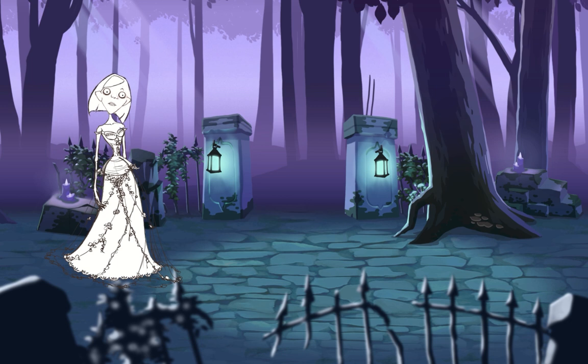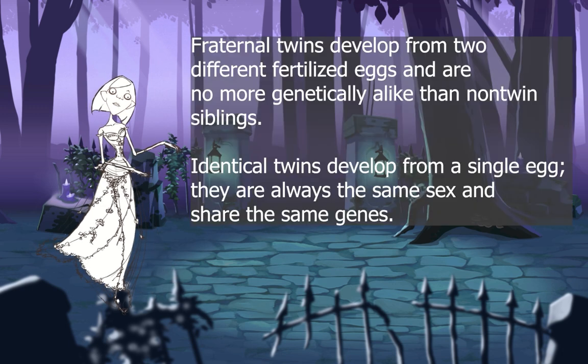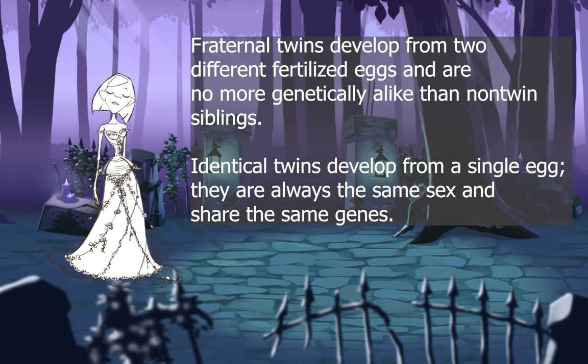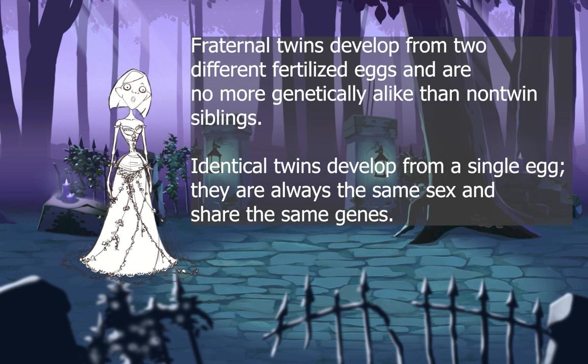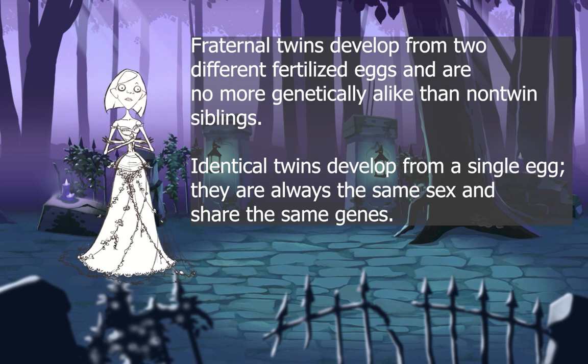One way to determine the role of genetics in criminality is to compare the incidence and type of delinquency or criminal convictions among identical or monozygotic and fraternal or dizygotic twins. Fraternal twins develop from two different fertilized eggs and are no more genetically alike than non-twin siblings. Identical twins develop from a single egg; they are always the same sex and share the same genes.